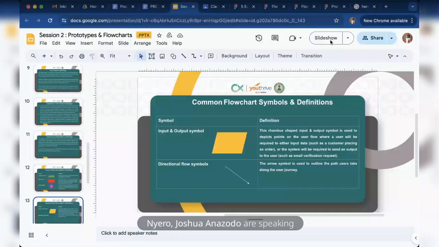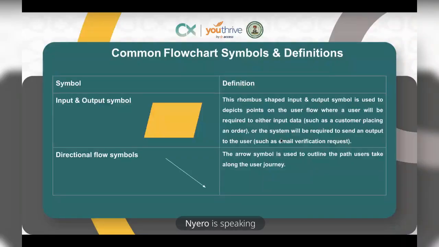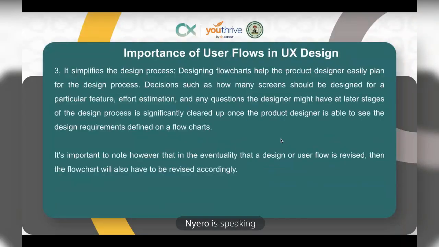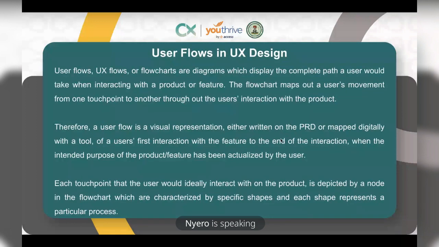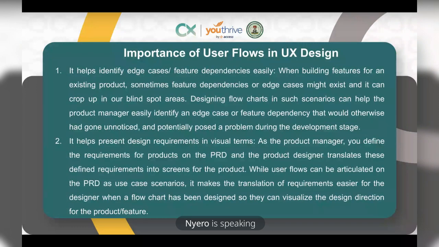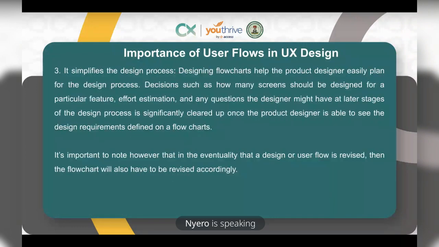So let me backtrack. All right, let me backtrack. I was saying that, remember I said that every touch point that a user would interact with on a product is depicted by a node. A node is just those shapes, right, on the flowchart, and the nodes are specific shapes, and each shape represents a particular process. So it's not just drawing a shape.